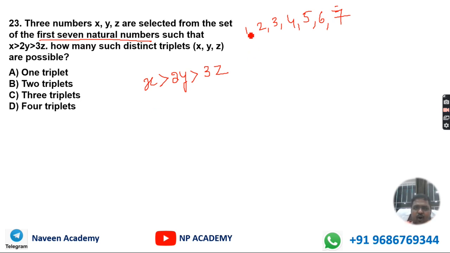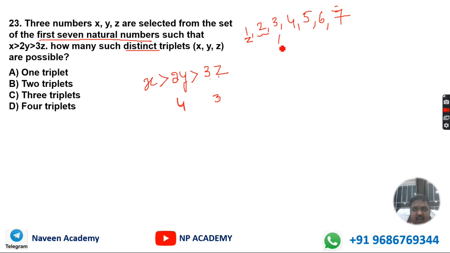So we'll go with a small number. Let us assume the z value is 1. If I assume z value 1, then 3 into 1 is 3. The next value, because all are distinct, we should take a different number. So the y value I will take as 2, my dear friends. 2 into 2 you will get 4.